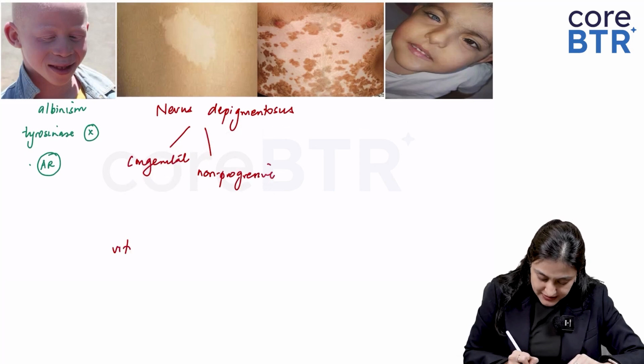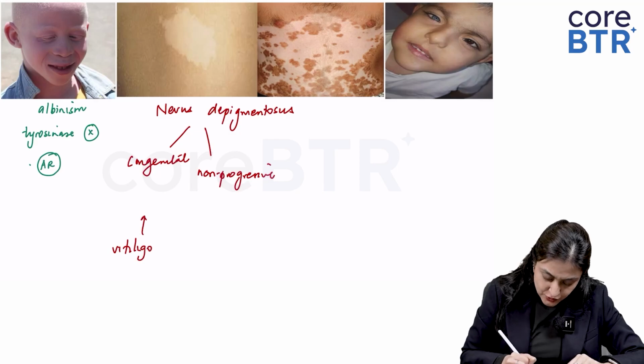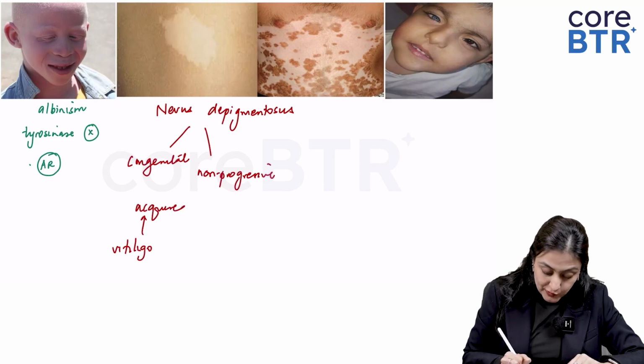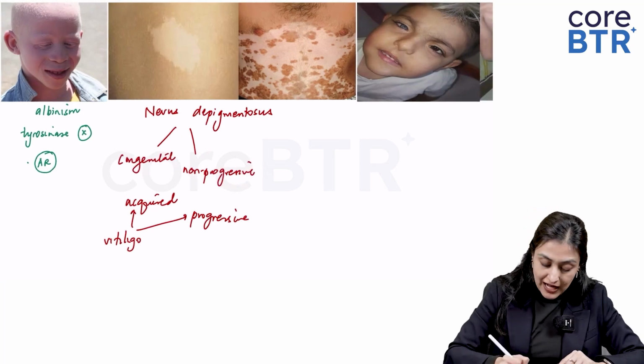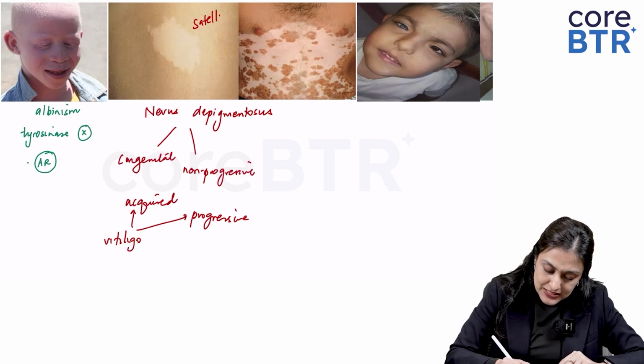Vitiligo, on the other hand, is going to be an acquired form. It's an autoimmune condition and it progresses, right? Apart from that, a few buzzwords would be how this lesion looks. Can you see how it has these satellite margins or these feathery margins?